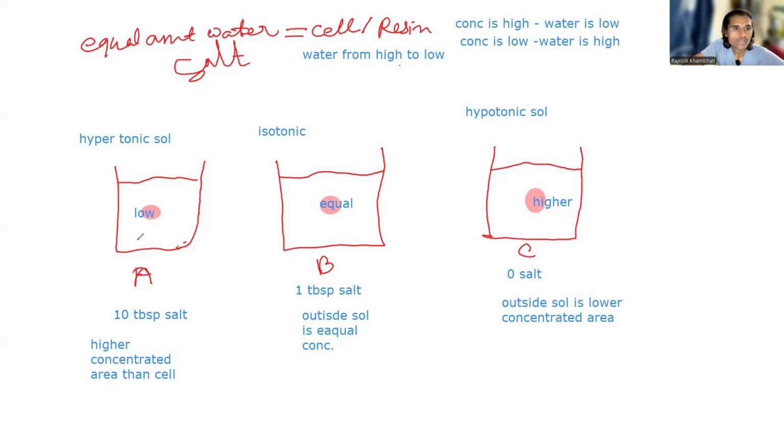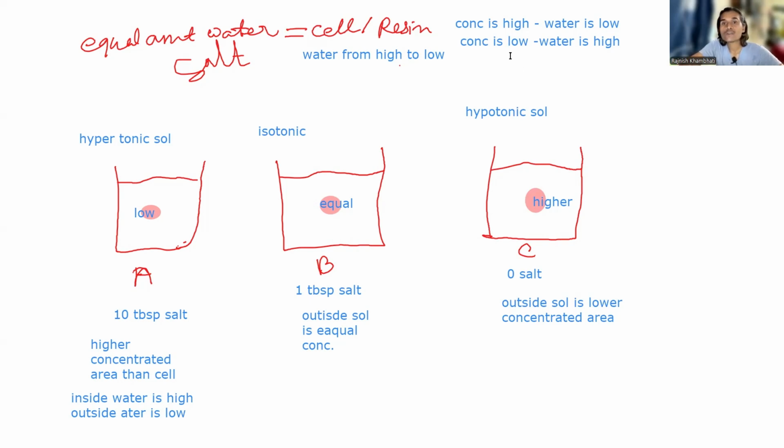Okay, so let me again write it over here. Inside of the cell, water is high, whereas outside water is low. And over here, because it is equal, let it be equal now. But in here, outside water is lower concentrated.